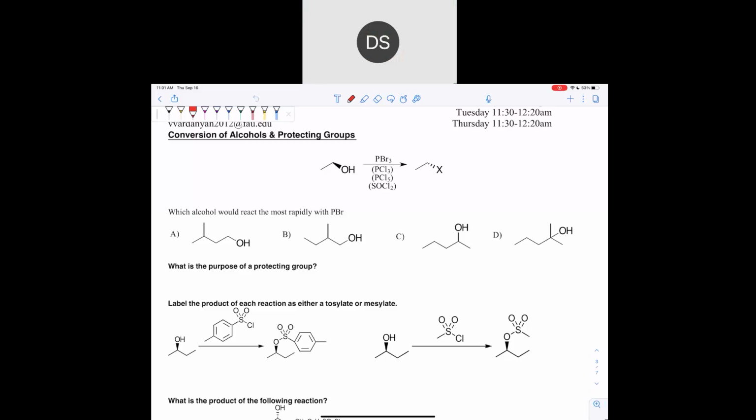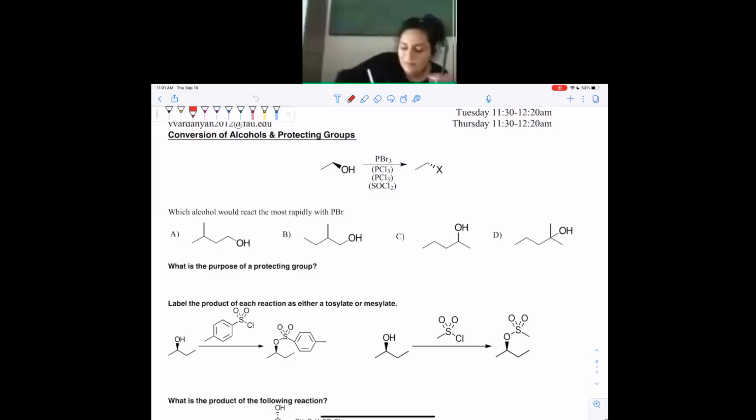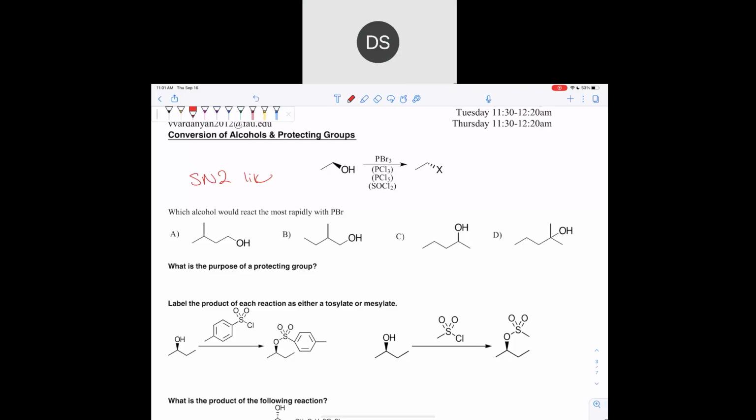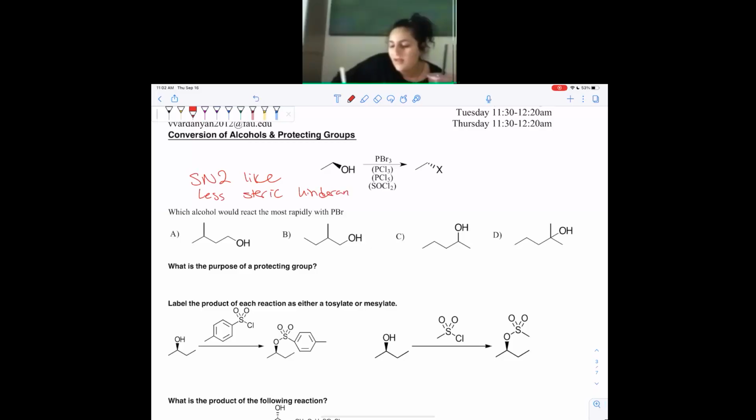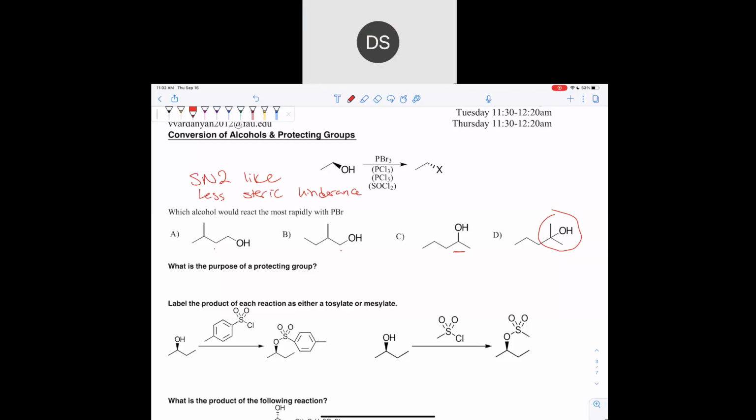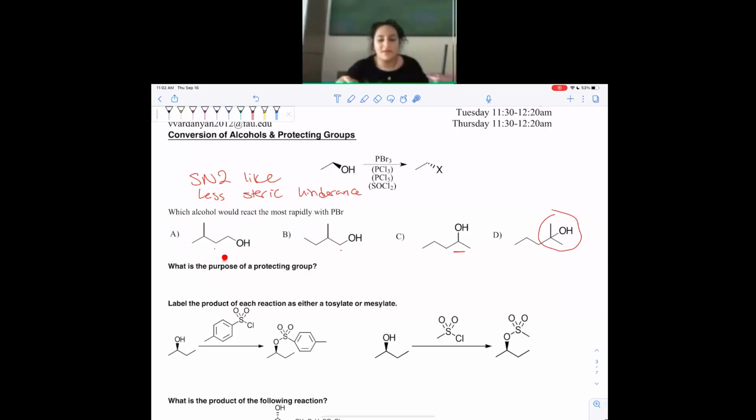I say A because you said it's like an SN2 reaction, so doesn't it need the less sterically hindered thing? Less steric hindrance. And so we want the one with the least branching. This obviously has the most. And then this one is secondary. These ones are both primary, so why'd you pick A over B? The methyl is farther away. Perfect. So if you have branching on both the options, you want the one that's the furthest away. So A would be correct. Awesome.